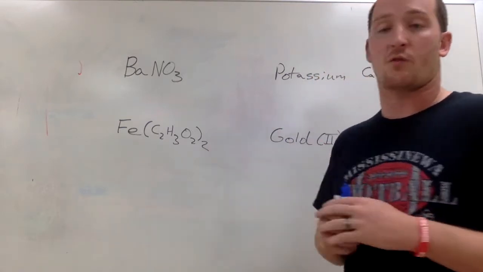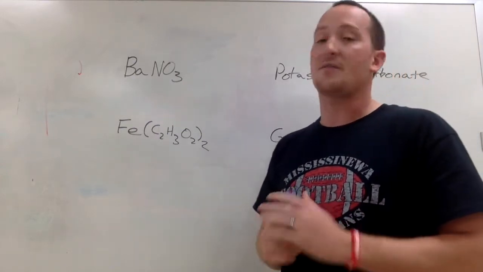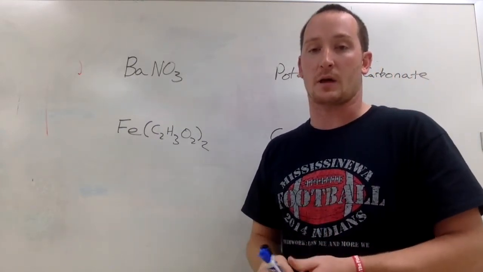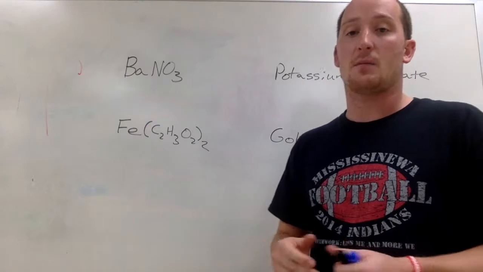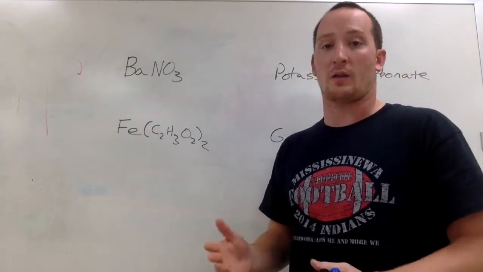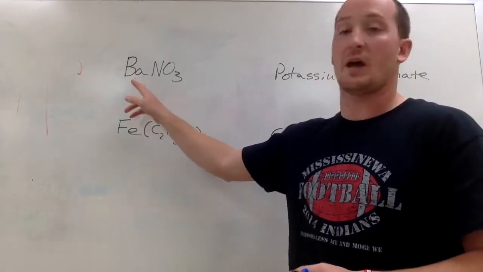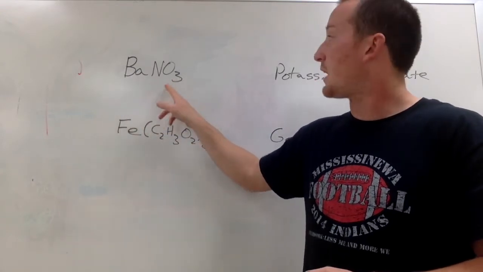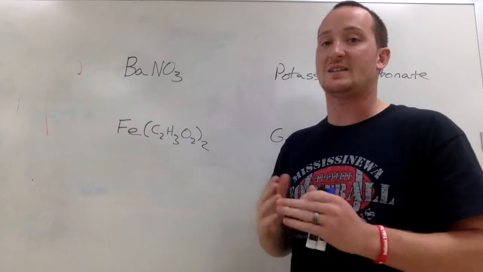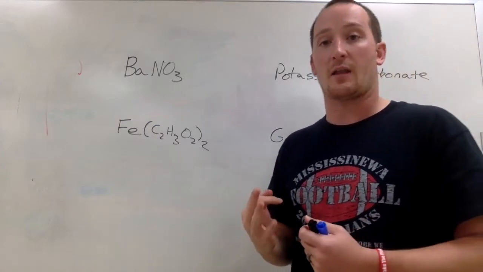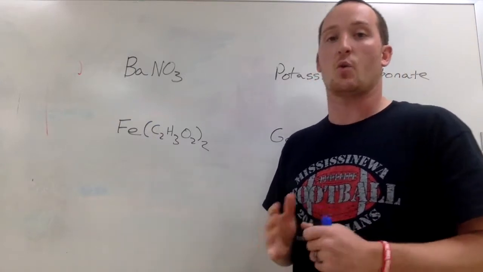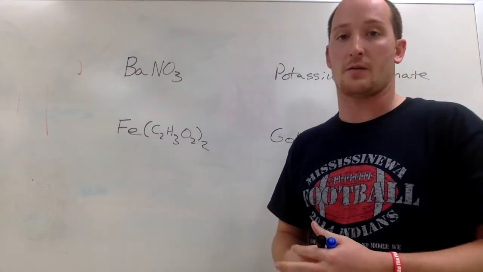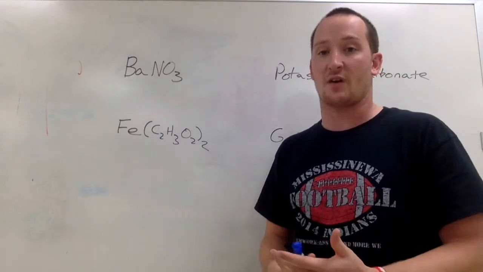and even when you're writing the formulas, which we're going to do next, is you have to be able to identify the polyatomic ion. Anytime you have more than two elements involved, for instance, right here we have Ba, which is barium, we have N, which is nitrogen, and we have O, which is oxygen. Anytime you have three or more elements involved, there's got to be a polyatomic ion in there. So you have to be able to identify that.